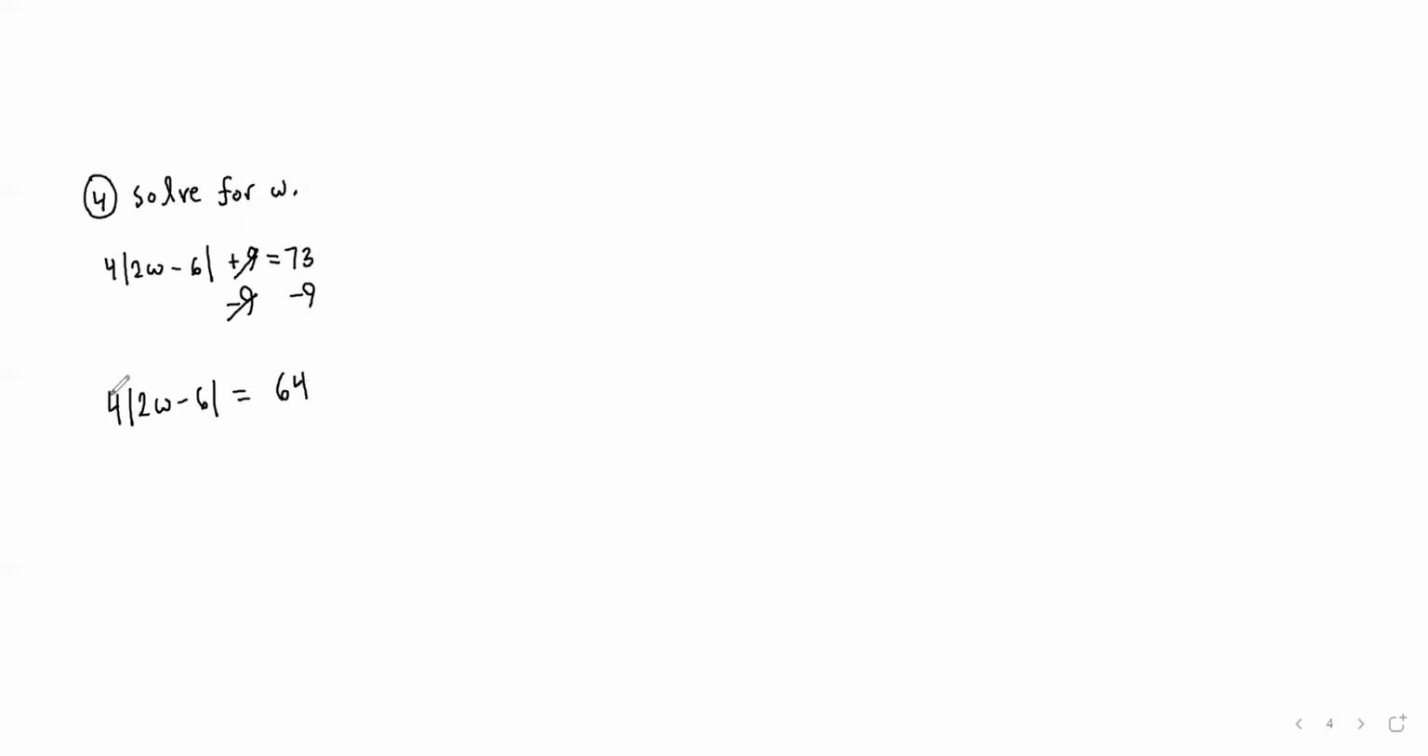We want to get rid of the 4. So we're going to divide both sides by 4. And so on the left, the 4 over 4 is just a 1, so you can get rid of these. And we're just left with the absolute value of 2w minus 6. And 64 over 4 is equal to 16.